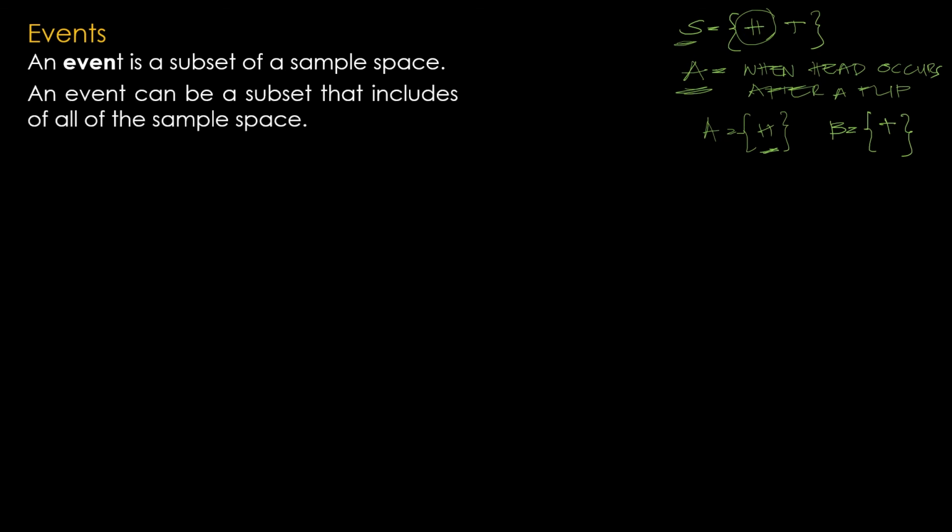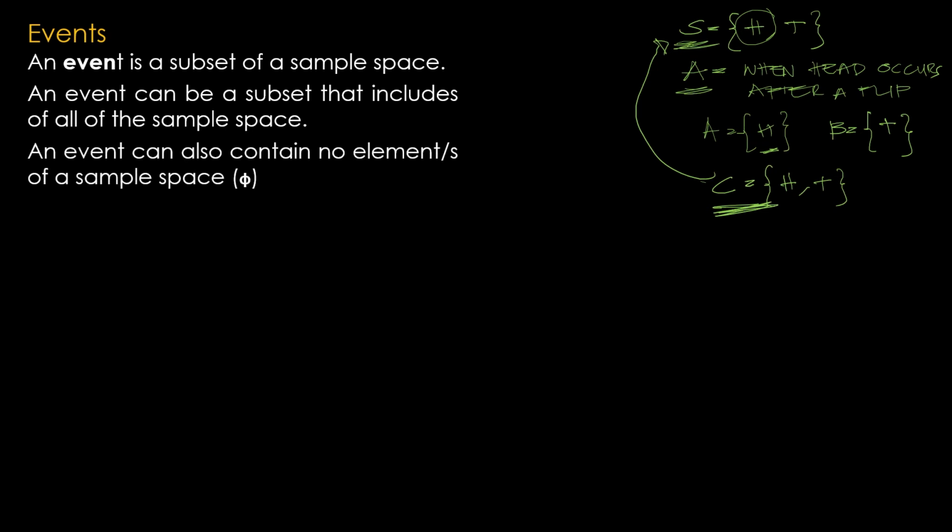Okay? And an event can be a subset that includes all of the sample space. Say my event C is the event wherein either heads or tail will occur. So what is inside event C is either a head or a tail, and it is also the sample space. So this is an event and this is a sample space, but this event consists of all of the sample space. It so happened that this event consists of all of the sample space.